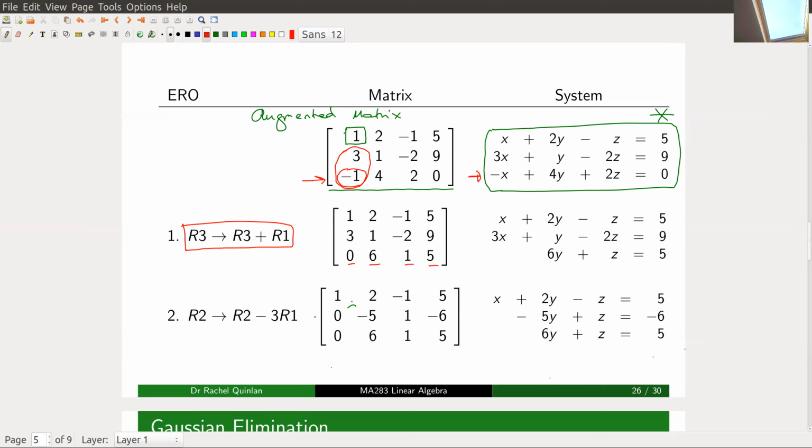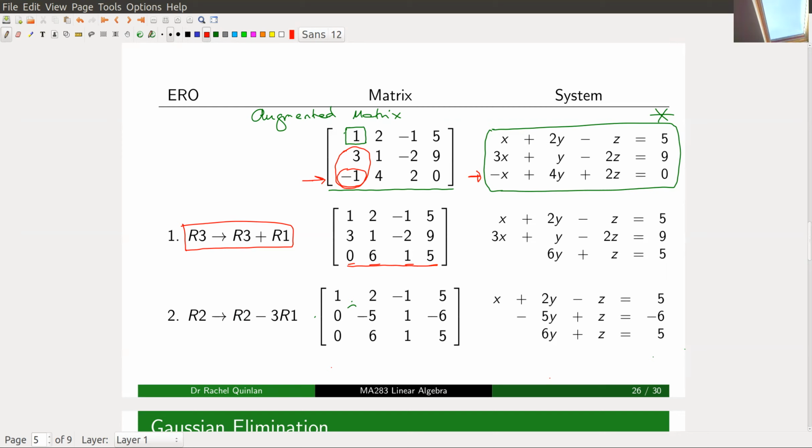Just make sure when you're doing these operations that you go all the way along the row. It's a really easy mistake to make, to stop somewhere along the way. If you do that, you're going to mess up your system, because it means you're no longer adding one equation to another. You're only doing part of that job. So always work the full way along the row.